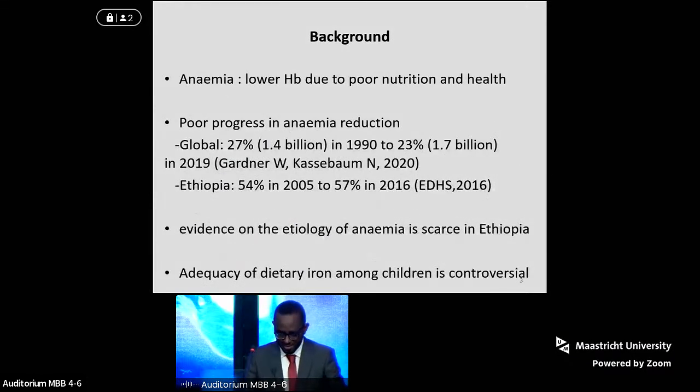Anemia is defined as a condition in which the hemoglobin concentration or the number of red blood cells is lower than normal for a specific age and sex. Progress in the reduction and prevention of anemia has been unsatisfactory globally. The worldwide prevalence of anemia decreased from 27% in 1990 to 23% in 2019, just a 4% reduction in the past 20 years. However, the total number of people with anemia has increased from 1.4 billion in 1990 to 1.7 billion in 2019.